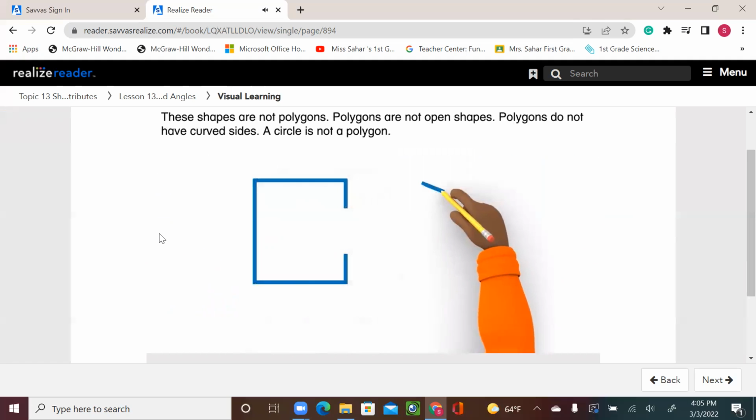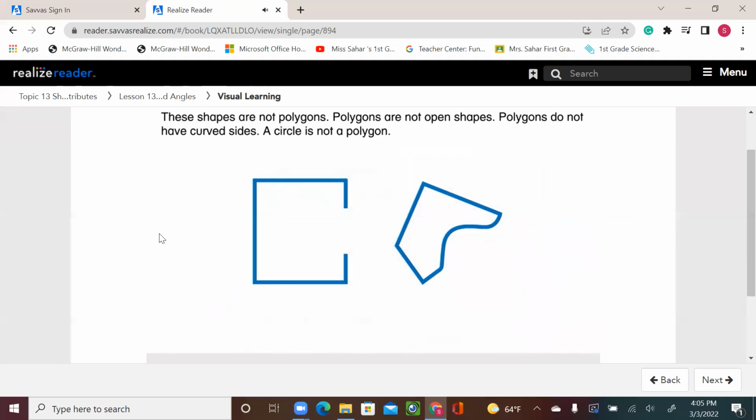These shapes are not polygons. Polygons are not open shapes. Polygons do not have curved sides. A circle is not a polygon. Why is the shape on the left not a polygon? Why is the shape on the right not a polygon?